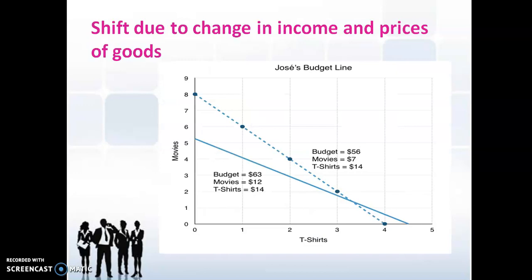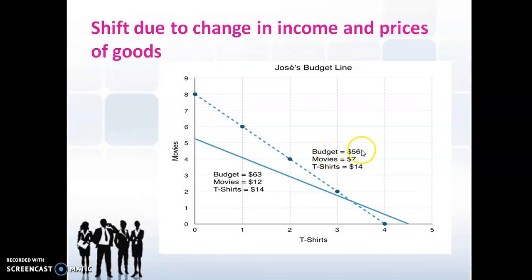Now coming to the third case: how the shift is going to happen if there is a change in income as well as changes in the prices of the goods. If you see the dotted line, this is only an example which I have picked up from one of the books. This is the earlier budget that the person has.